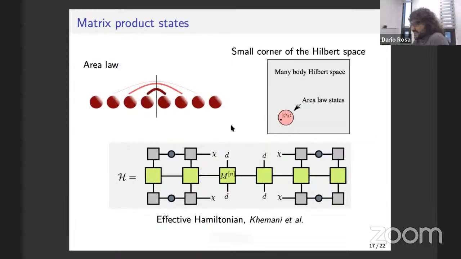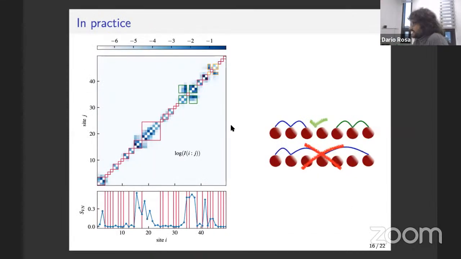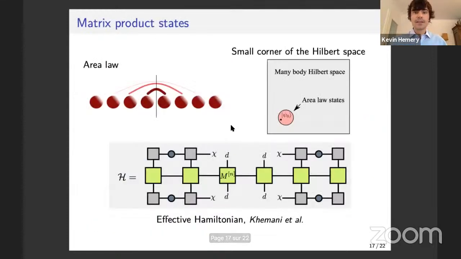And this is done deep in the MBL regime, indeed, because the more you go towards the other phase, the more difficult it is. Right, so let me say a word about this.